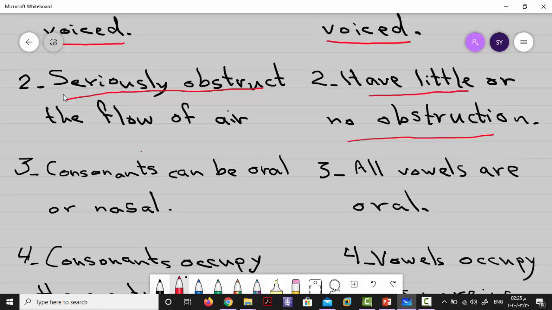Number 3. Consonants can be oral or nasal. In the previous lessons, we mentioned that the human vocal apparatus has two cavities, an oral cavity and a nasal one. Some consonant sounds are produced when the pulmonic airstream passes through the oral cavity, and other consonant sounds are produced when the pulmonic airstream passes through the nasal cavity. This is in the case of consonant sounds, but in the case of vowel sounds, all vowel sounds are produced orally, that's to say, by means of the mouth.